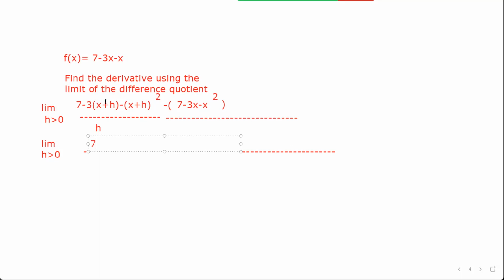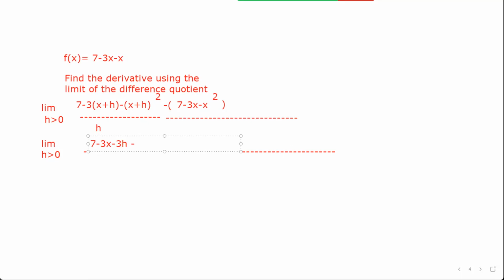This is not so bad. What happens to this piece? You distribute it into x plus h, right? So that's minus 3x minus 3h. That wasn't hard. Now, when we get to this part, we have a little bit of a something, right? Because we have a squared.